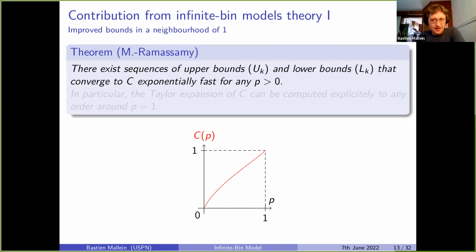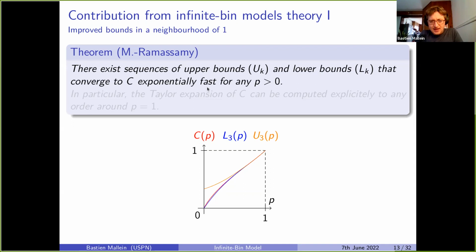Together with Sanjay Ramasamy, who's currently at the IHES and the CNRS, we studied, from the infinite bean model perspective, the question of longest increasing path in the Erdos-Rényi graph. We were able to find a sequence of upper bounds and lower bounds, U_k and L_k, that converge exponentially fast to the function c, like (1 minus p) to the power k.